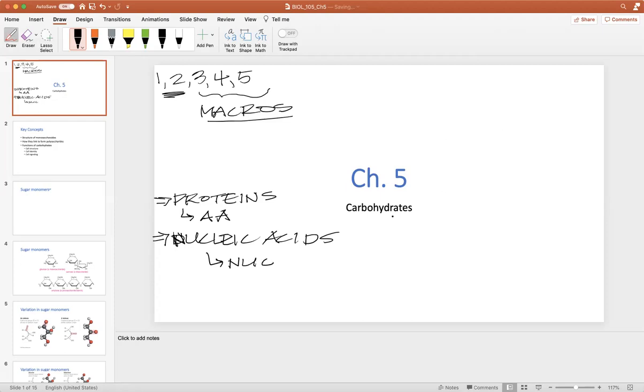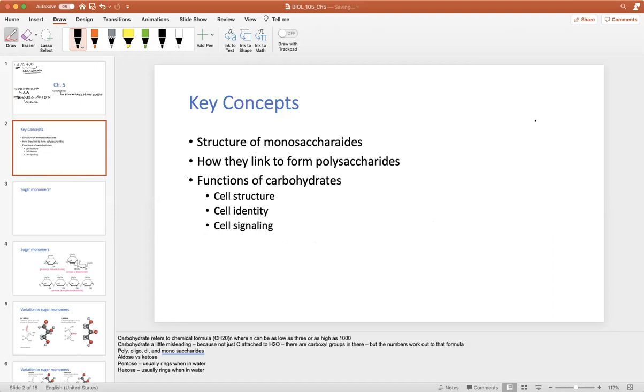So today we're going to shift gears. We're going to talk about carbohydrates, which is another type of polymer made up of individual repeating units, repeating monomers called monosaccharides. All right, so what do I want you to know from this chapter? All right, key concepts.